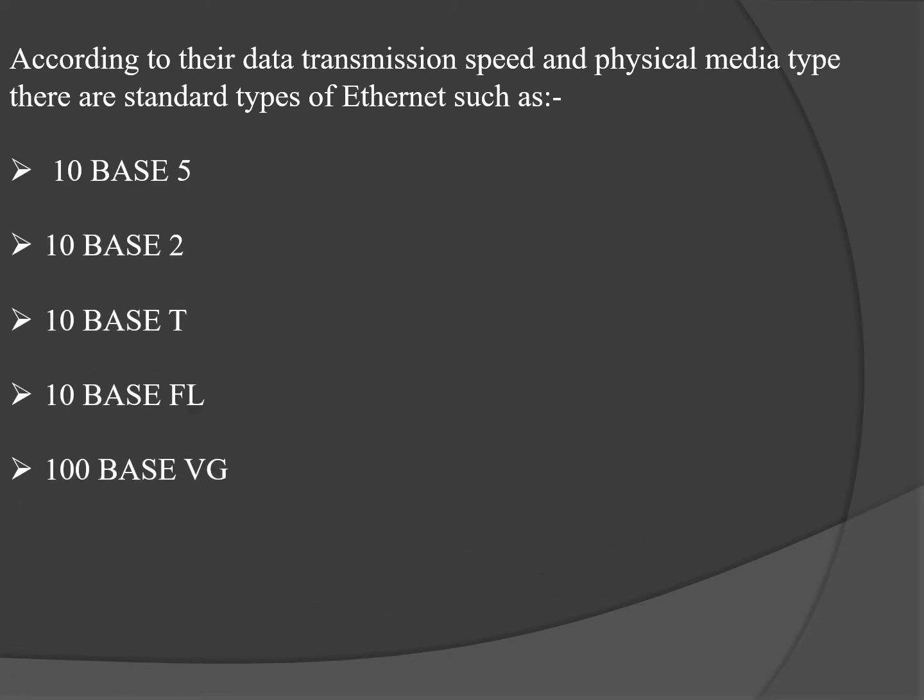So the types of Ethernet are 10 base 5, 10 base 2, 10 base T, 10 base FL, 100 base VG. So these are the different types of Ethernet cabling that we are going to discuss today, and we will learn what are the different cables that are being used and how much is the speed of this Ethernet cabling.